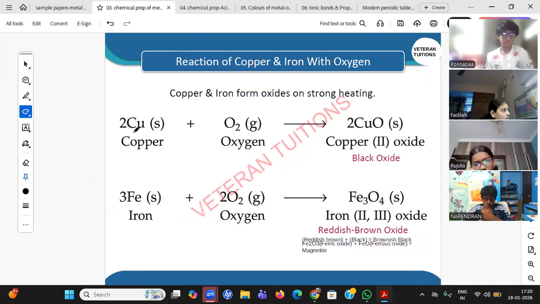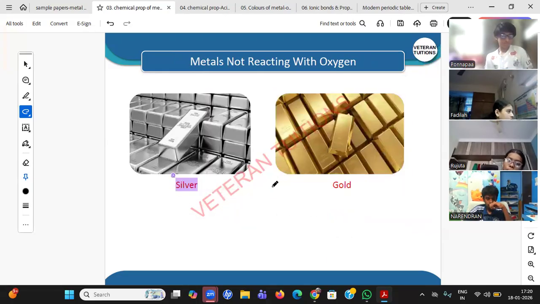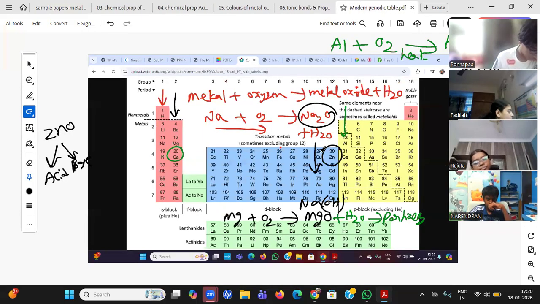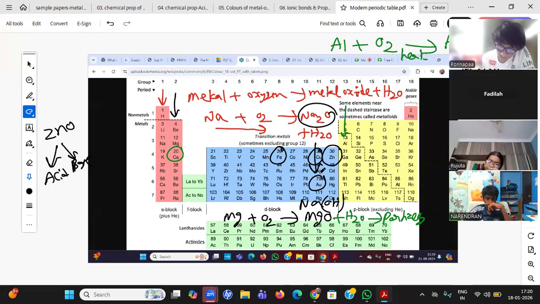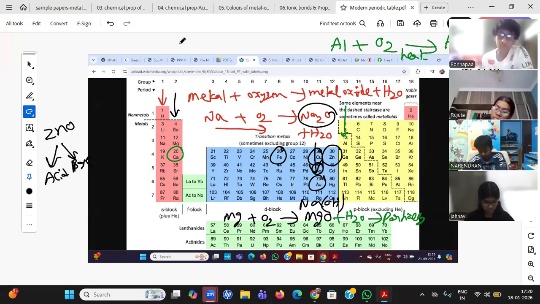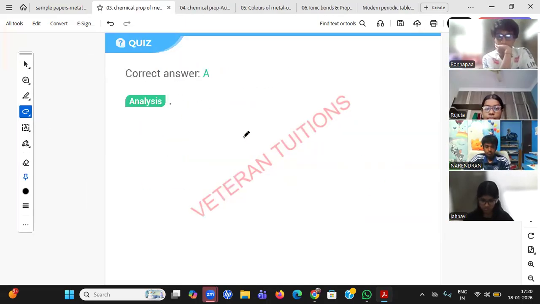Like you see, copper also reacts with oxygen, but not so easily, only on strong heating. Iron also reacts, but not so easily, on strong heating. And the ones which will not react with oxygen even on strong heating are silver and gold. So like that, we have understood some of the important metals from this blue color group: silver, gold, mercury. That is what we have done, I guess.